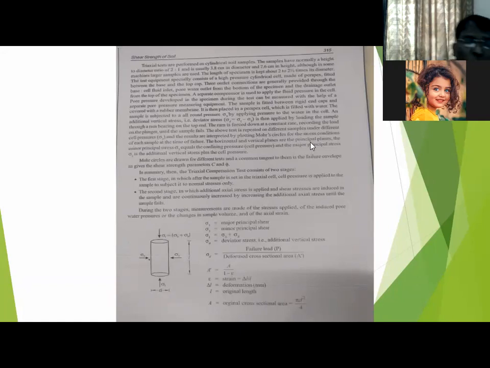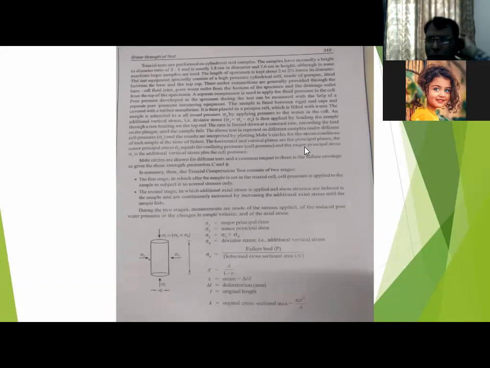Thank you very much. So now we will see how this triaxial compression test is performed in 2 stages. Okay, what is the first stage? The first stage, in which after the sample is set, the triaxial cell pressure is applied to the sample to subject it to normal stresses only. तो यहाँ पर सिर्फ हम पहले स्टेज में क्या करते हैं, सिग्मा 3 निकालते. The second stage, in which additional axial stress ऊपर से भी लगाते and shear stress are induced in the sample, and we continuously increase the additional axial stress until the sample fails.